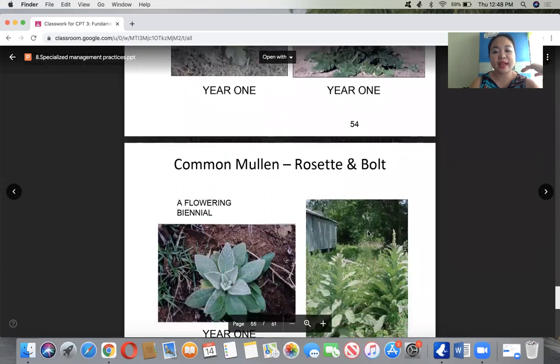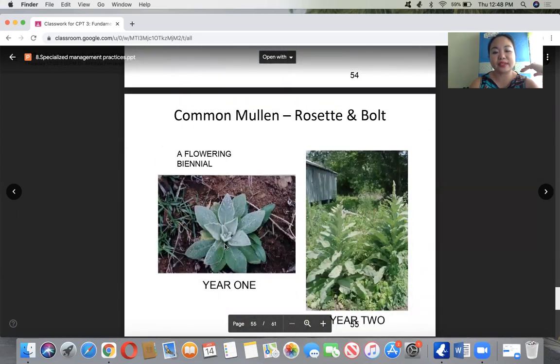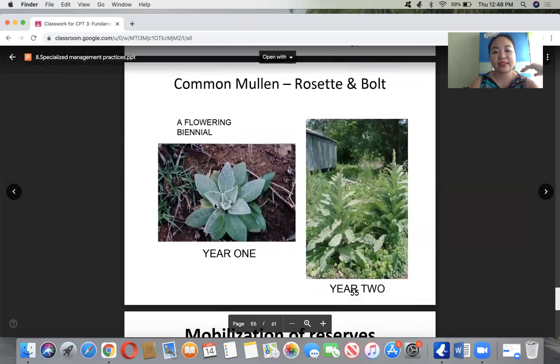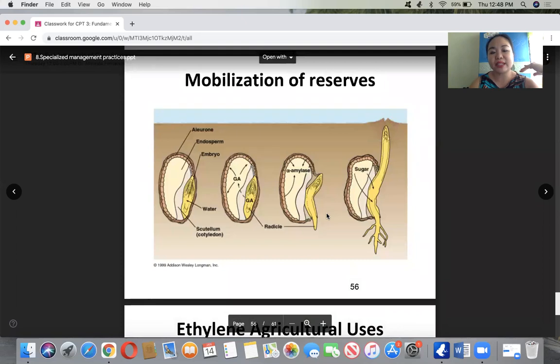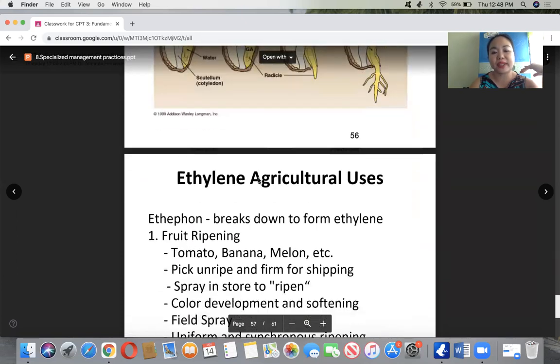And we also have another one for the second year. You can see the flower biennial. So it takes 2 years for it to rosette. And the mobilization of reserves. So for germination, then there's terbolic acid.